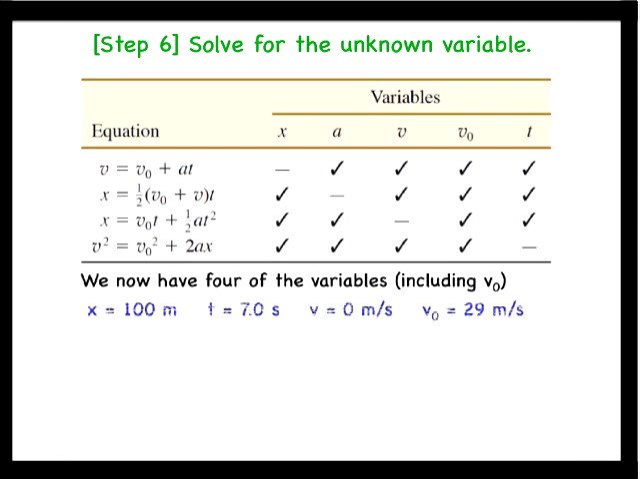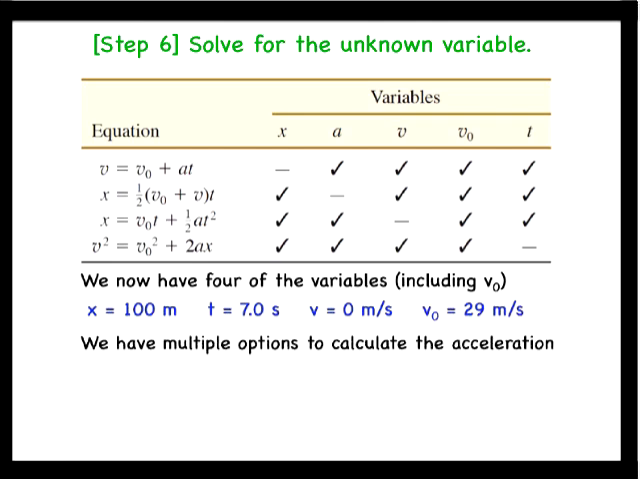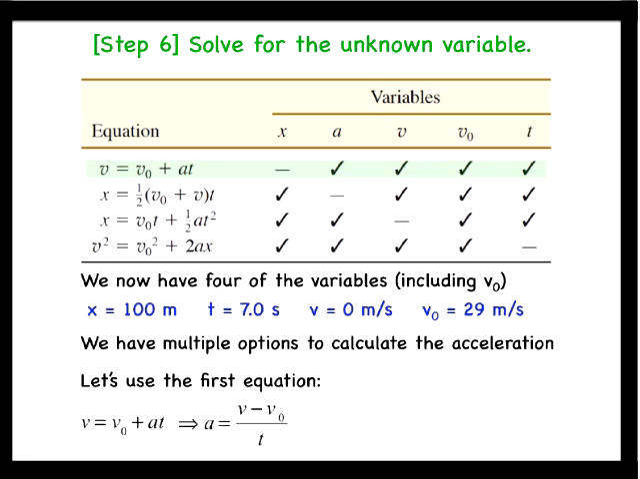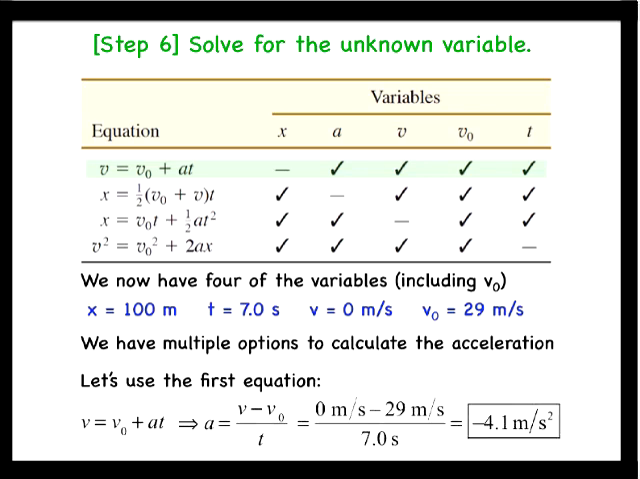We now have 4 variables, x, t, v, and v0, and have multiple options for calculating the acceleration. In our case, 3 of the 4 equations will work. Let's use the first equation. We have v equals v0 plus at. Solving for the acceleration gives a equals (v minus v0) divided by t, which equals 0 meters per second minus 29 meters per second divided by 7.0 seconds. This equals negative 4.1 meters per second squared.